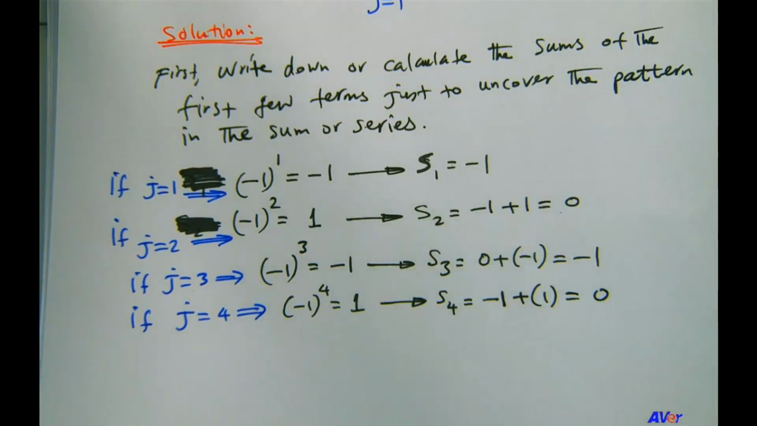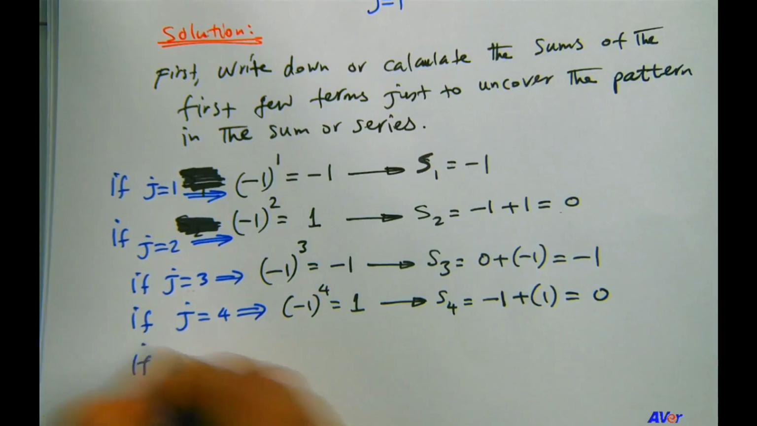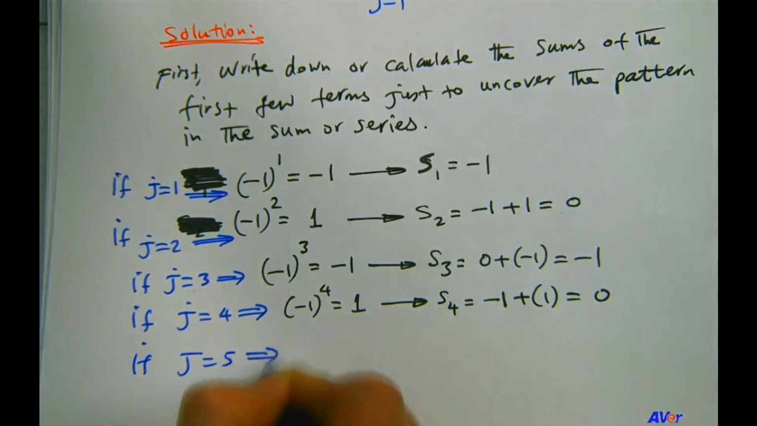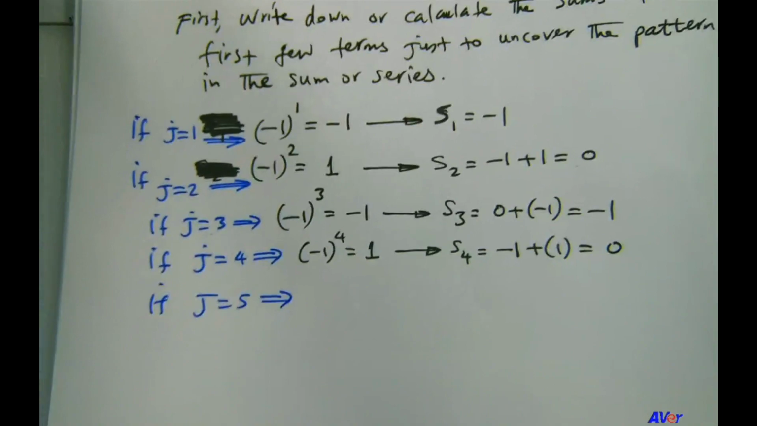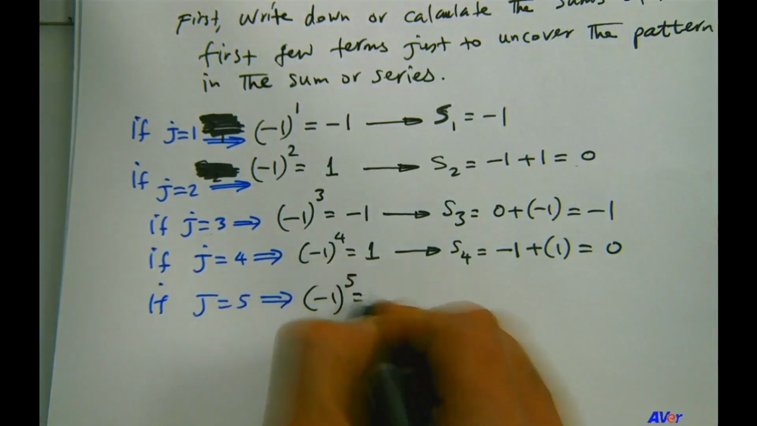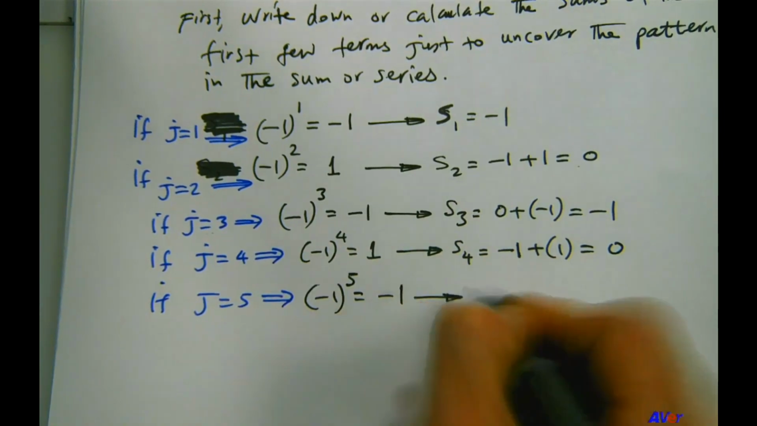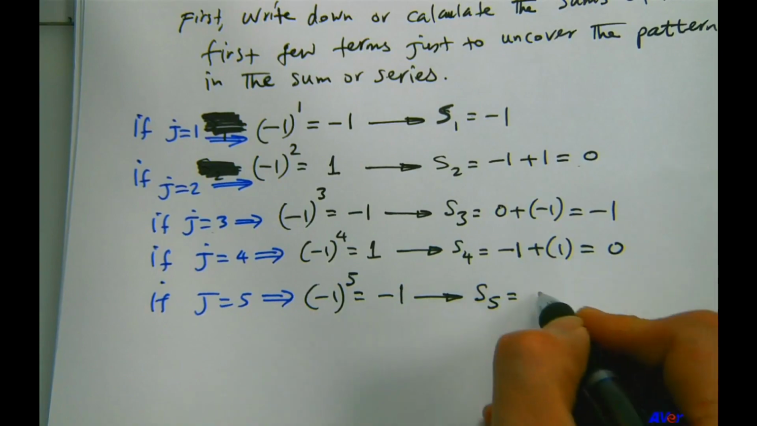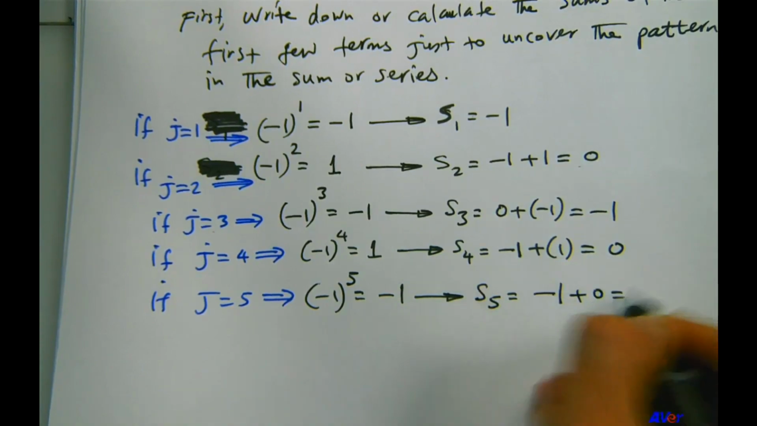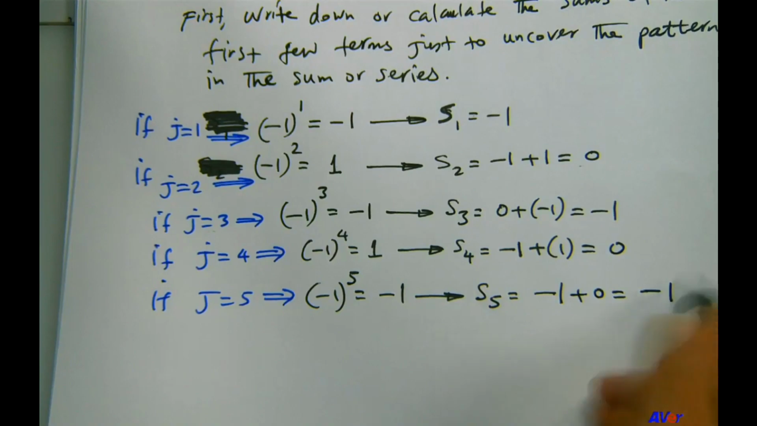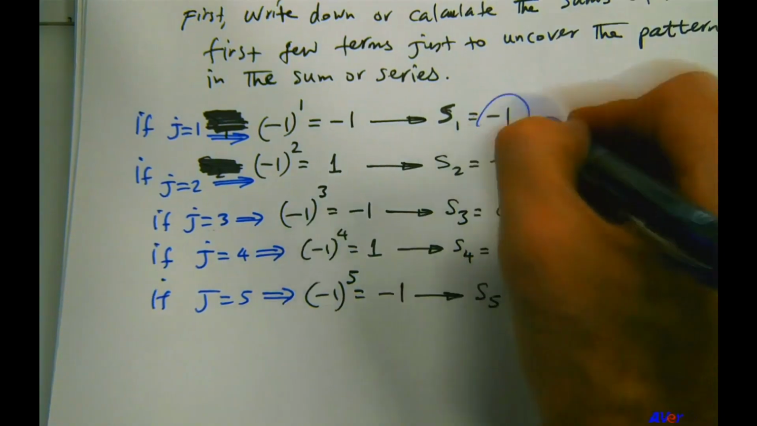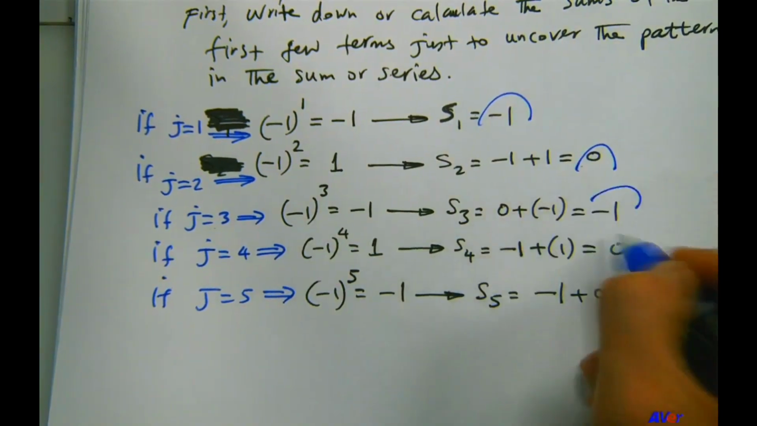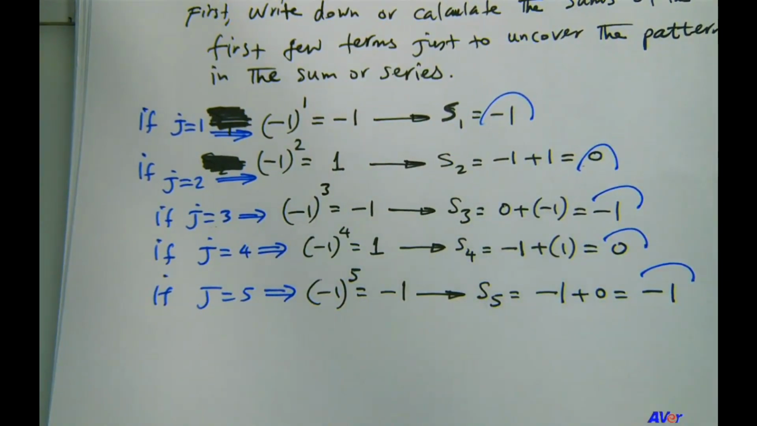Let's do another one. So if J equals 5, then we have negative 1 to the 5th power, or negative 1. And S5 would be S4, which is 0, plus negative 1, so we get negative 1. Okay, so notice the pattern: negative 1, 0, negative 1, 0, negative 1, right?